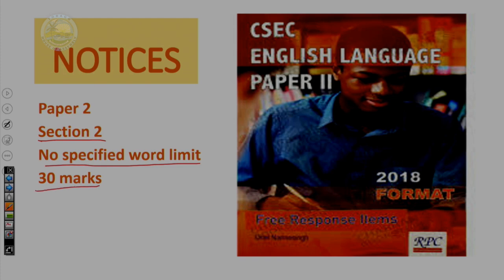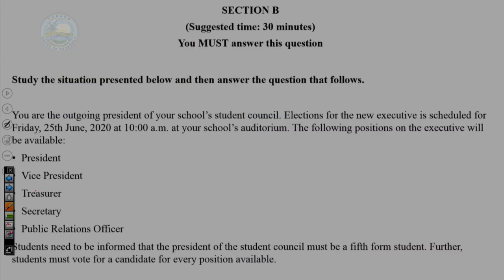So if you have your paper 2, you're looking at section 2 that may give you the option for a notice. And this is what it can look like. So let's take a look. Section B, suggested time 30 minutes, and it will tell you you must answer this question. There are no options here. It's not either or. If you're getting your paper 2 and you have a section B, your paper 2, you must answer it.